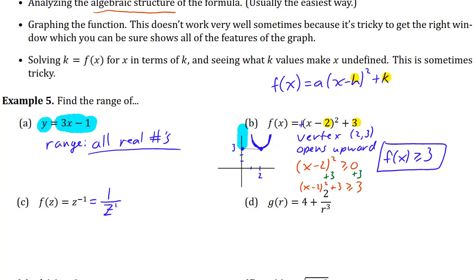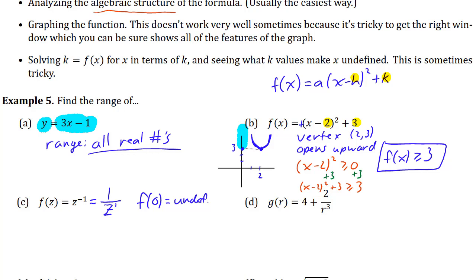Well, if you plug in z as a positive number, 1 divided by a positive number is going to be positive. If you plug in a negative number, 1 divided by a negative number will be negative. But you're not allowed to plug in 0. So f of 0 is undefined.